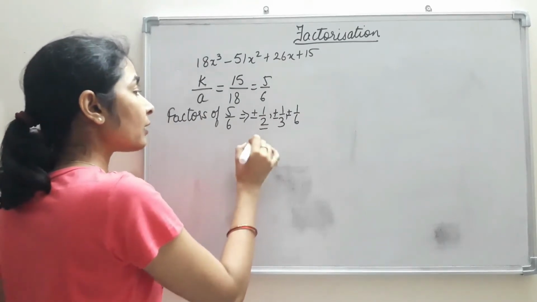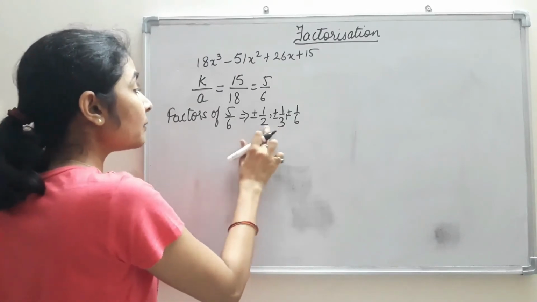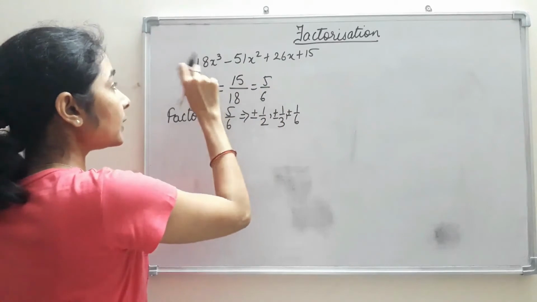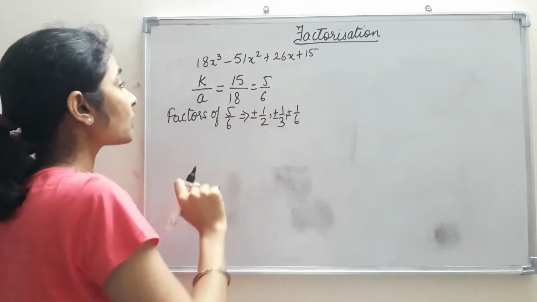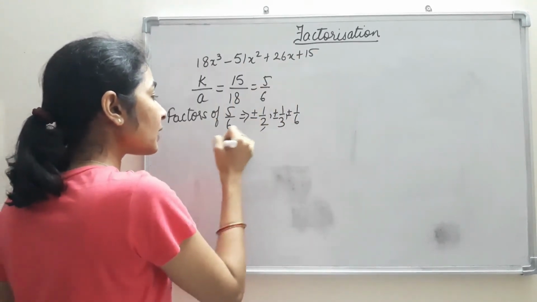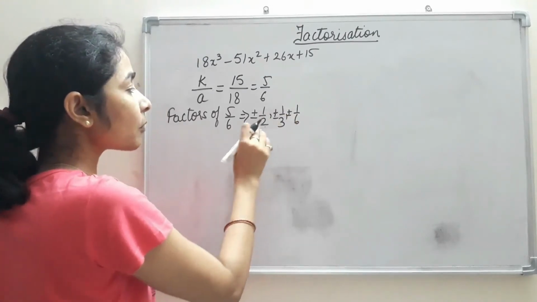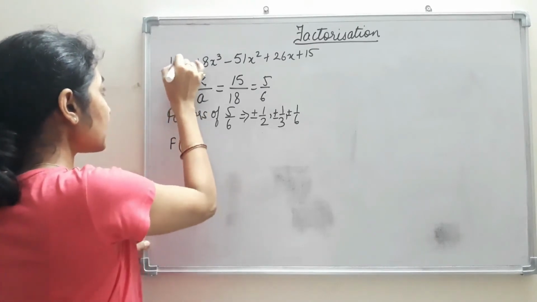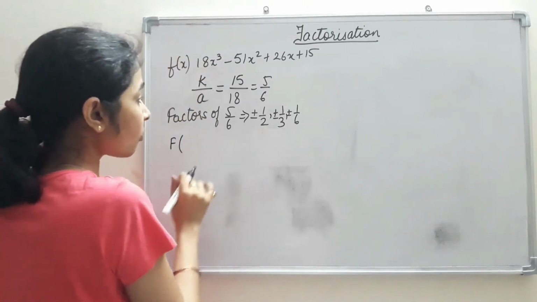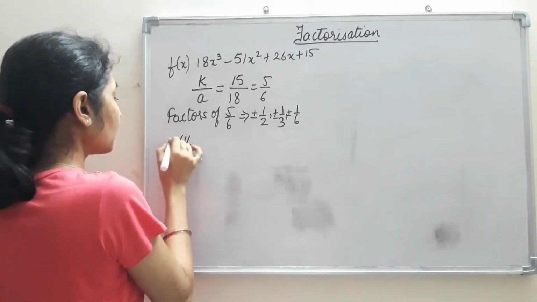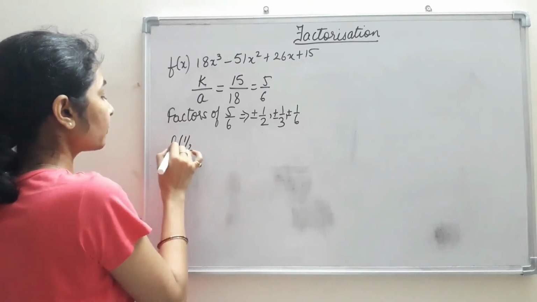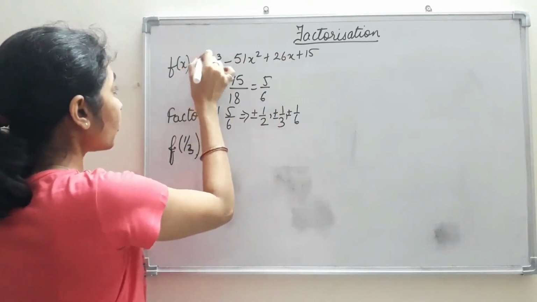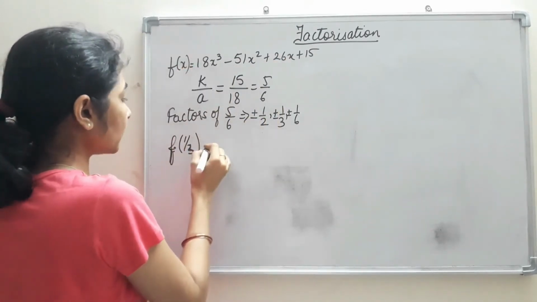Now 1 upon 2 can also be, 1 upon 3 can also be, but if we see these two terms, 18 is divisible by 2 but 15 is not divisible by 2. So what I do, I just skip this 1 upon 2 and I take 1 upon 3. Okay, so this is f(x), and I just find out the function of 1 upon 3, f(1/3). I just substitute the value of x as 1 upon 3 everywhere.